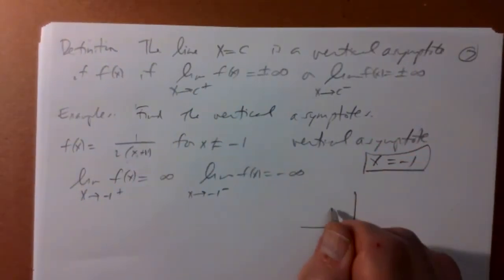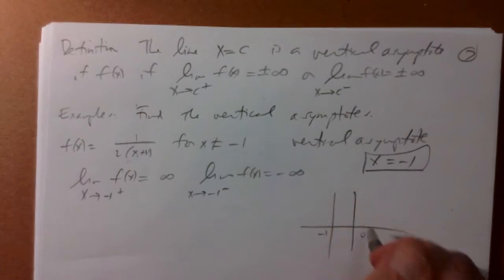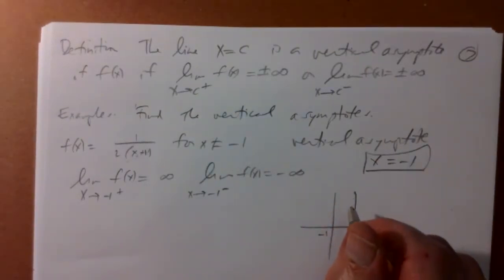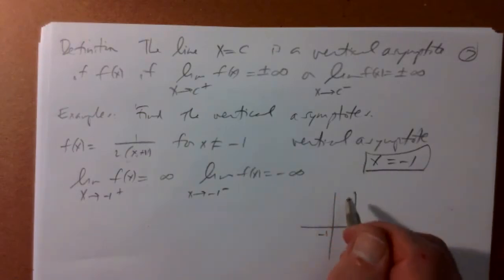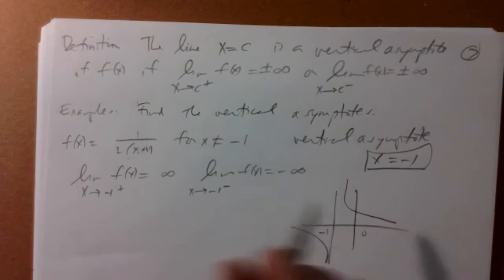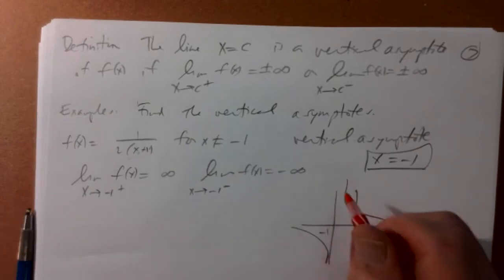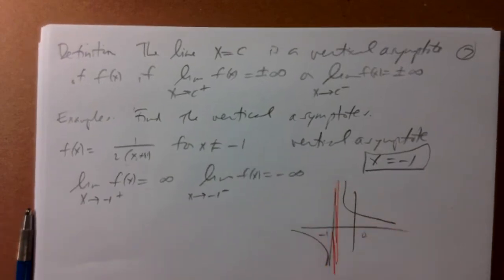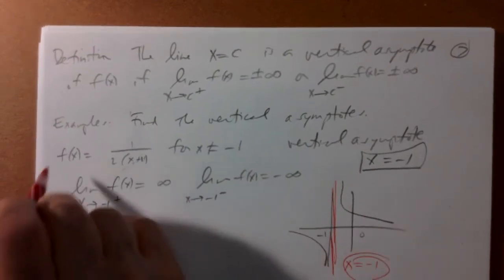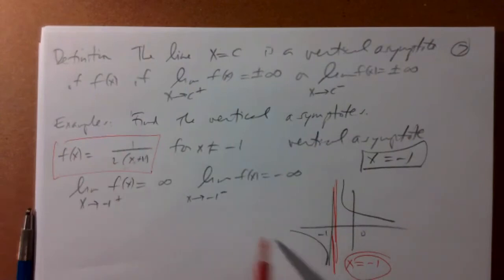And again, the graph of this function looks like this. This is the vertical asymptote. This is the line x equal minus 1. So for this function, this is the graph, and here we have a vertical asymptote.